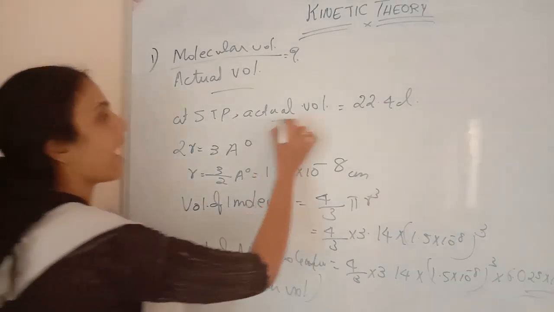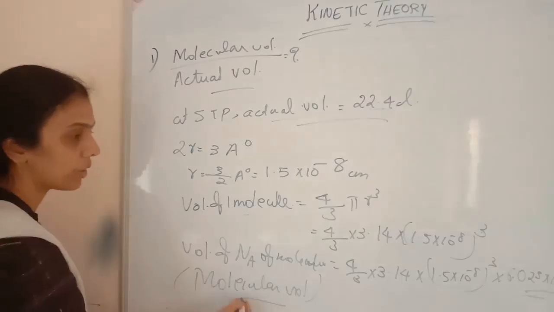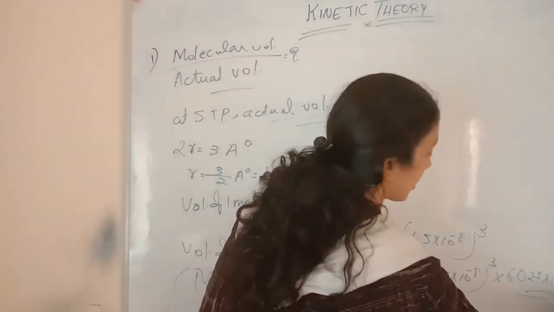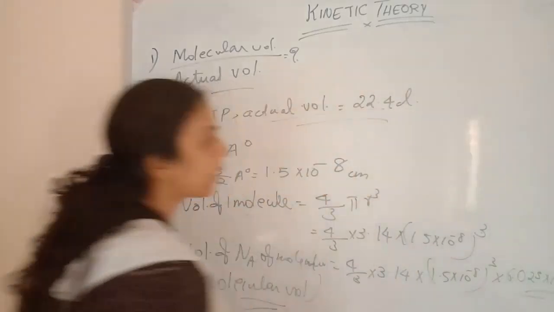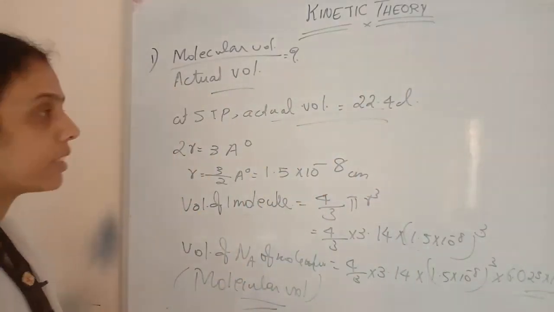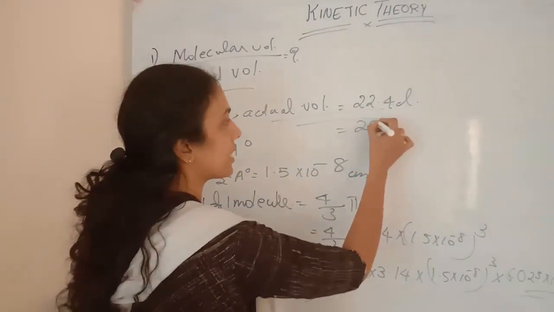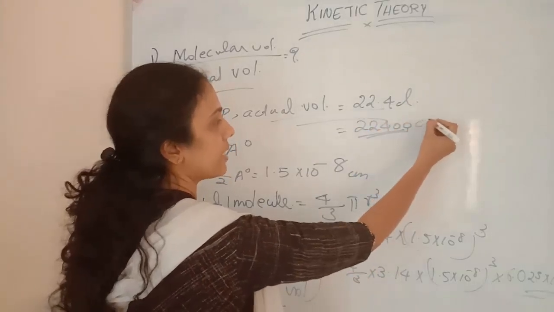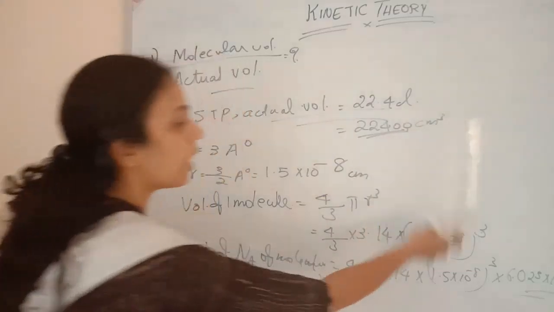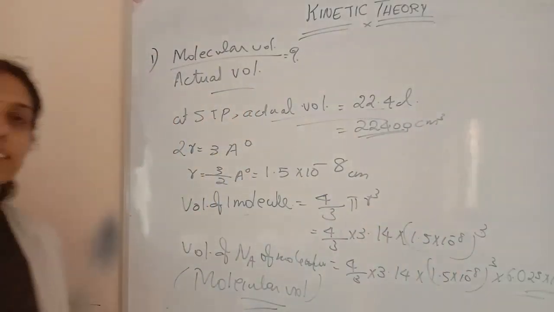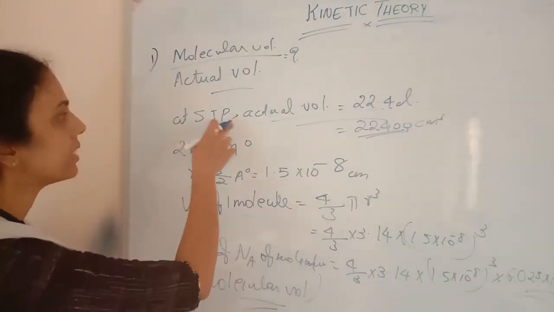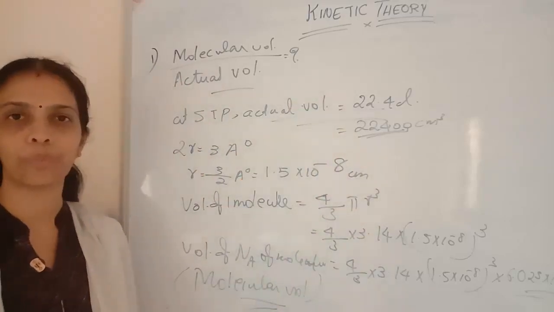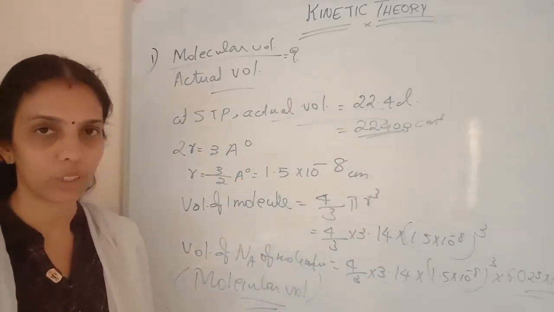So we got actual volume also and molecular volume also. But here we are getting it in centimeter cube, so we can convert the actual volume also to centimeter cube. We will be getting it as 22400 into 1000 centimeter cube. So now you can take the fraction and divide these two. This divided by this you should do. It's a calculation, that one you can do.